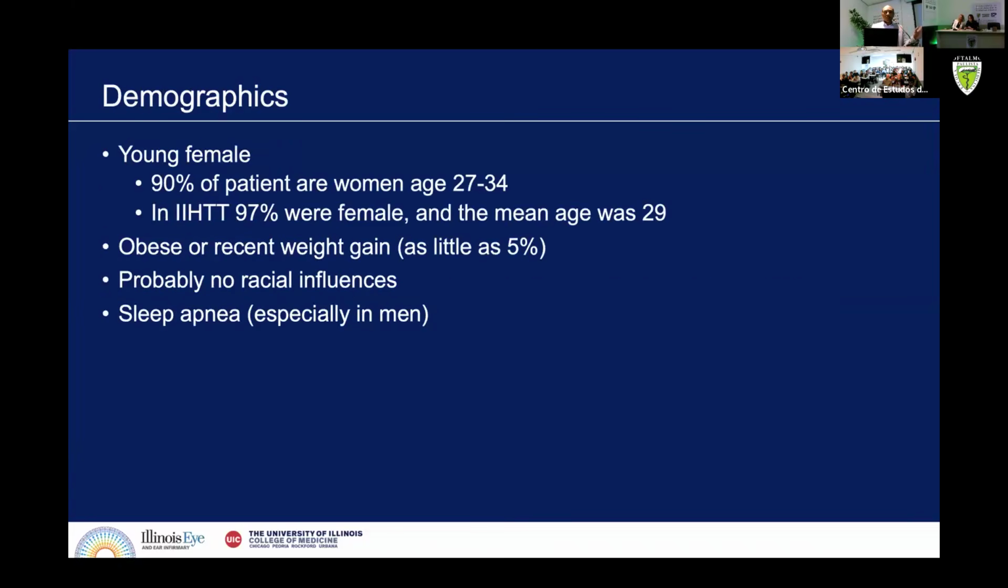We hinted at this earlier. The vast majority of these patients are female, but in childbearing ages, so this sort of around the age of 30. In the idiopathic intracranial hypertension treatment trial, I'm going to mention it several times. That's one of the few important studies in neuro-ophthalmology. You should know this study if you're going to talk about anything in neuro-ophthalmology. 97% of those patients were female. These patients are obese or have recent weight gain, probably no racial influence, and especially in men, there's an increased risk in patients who have sleep apnea.